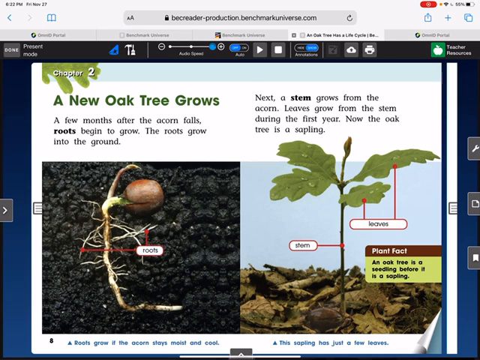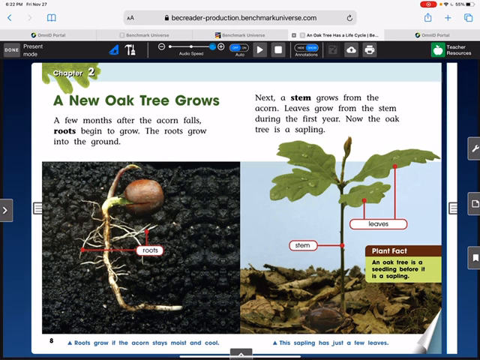So I see roots and stem are in bold print. The title is How a New Oak Tree Grows, and this is how it starts growing, isn't it? Look at the labels on the pictures. That shows me exactly where the roots, stem, and leaves are. Plant fact, an oak tree is a seedling before it is a sapling. Ooh, that's good to know. They use that time order word, so I know a seedling comes first and then a sapling.